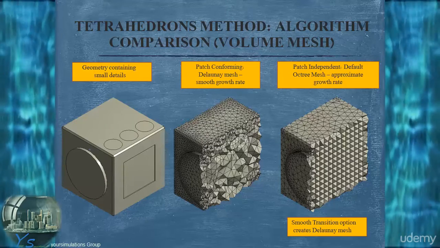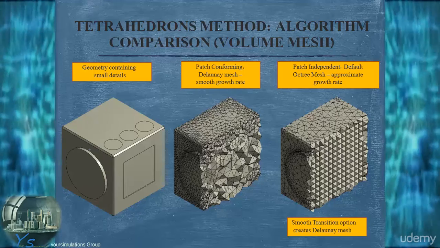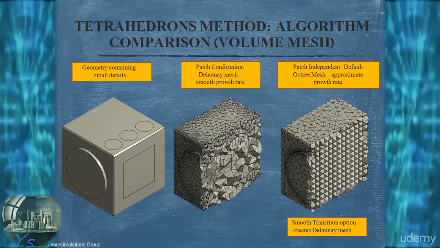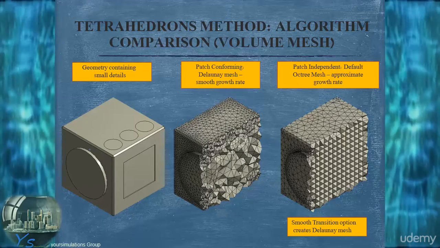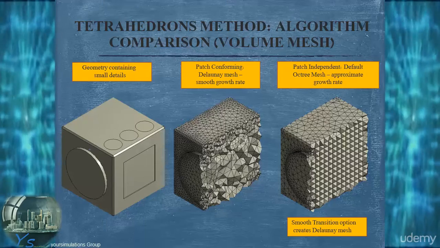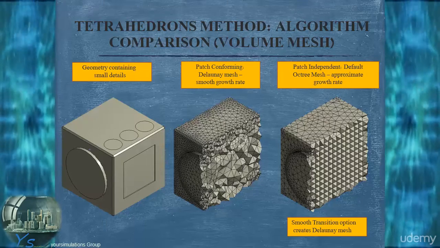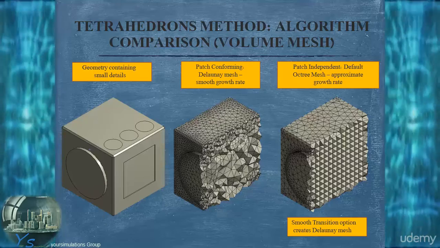The sudden size changes of the patch-independent method can produce errors in the simulation due to sudden changes of the gradients. It is possible to force the patch-independent method to create a Delaunay mesh by activating the Smooth Transition option.